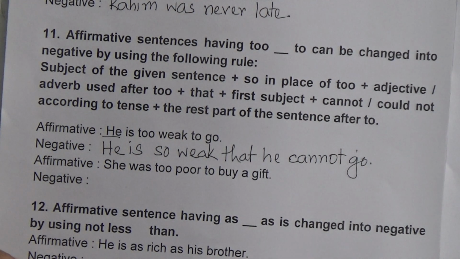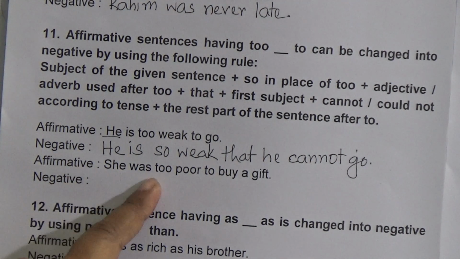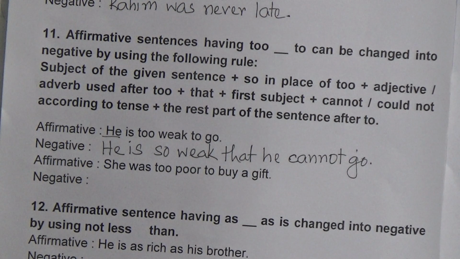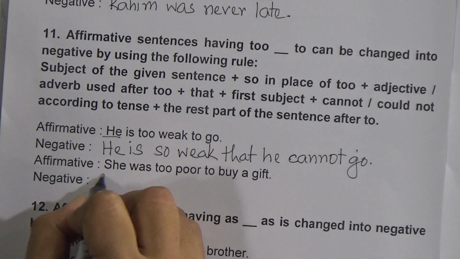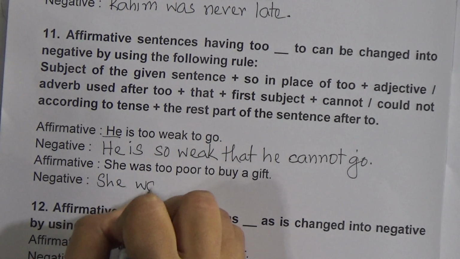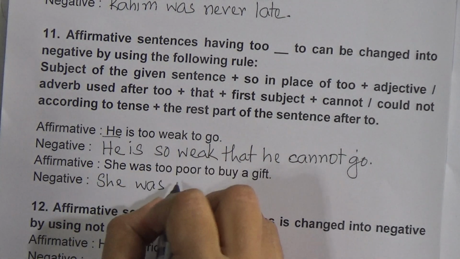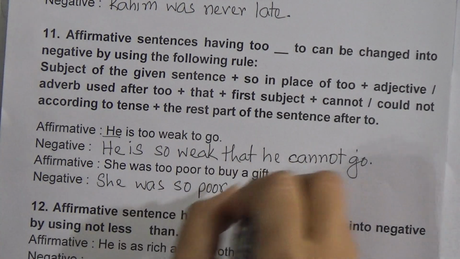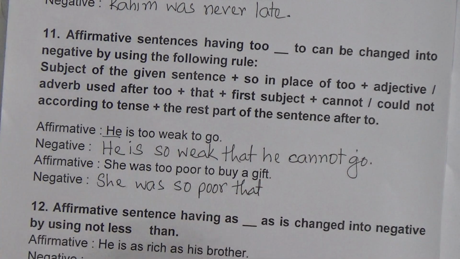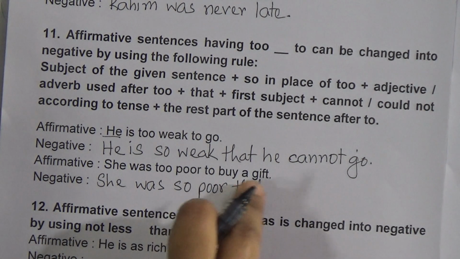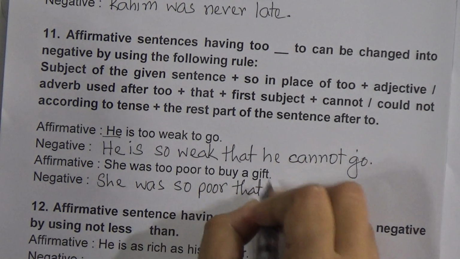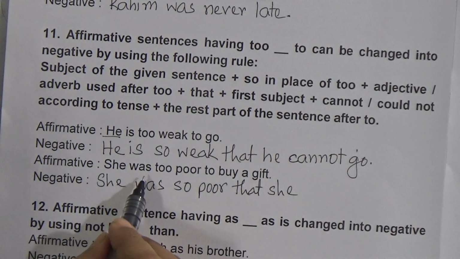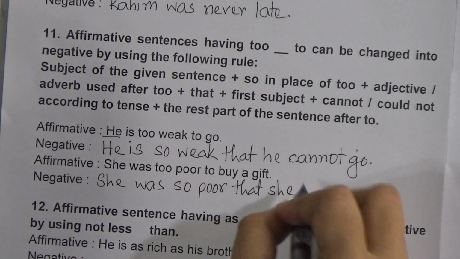Now next example. She was too poor to buy a gift. So now look, at first we will write here she, then the auxiliary verb was, and in the place of too we will write here so. She was so poor that, after so we will write the adjective, and then we will write that. She was so poor that, then the first subject, she was so poor that she. Now look at the tense, it was in the past tense, so we will write here could not.